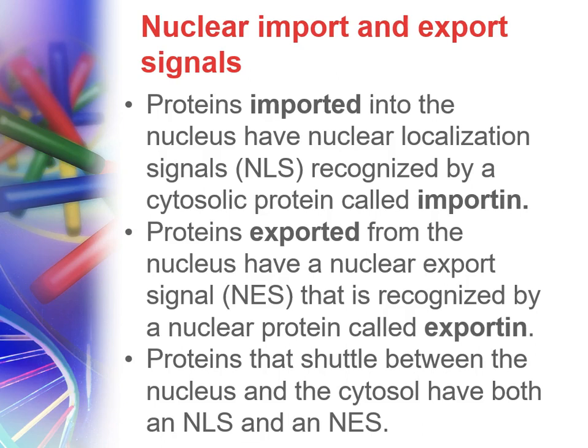So we have nuclear localization signals, NLSs. Proteins imported into the nucleus must have those. The nuclear localization signal is recognized by a cytosolic protein called importin. So it has a name that sounds like what it does. Proteins that are exported from the nucleus have a nuclear export signal, or an NES. That's recognized by a nuclear protein called exportin. There are proteins that shuttle back and forth, so they need to have both. That means the NLS can be recognized by importin and then the NES by exportin.